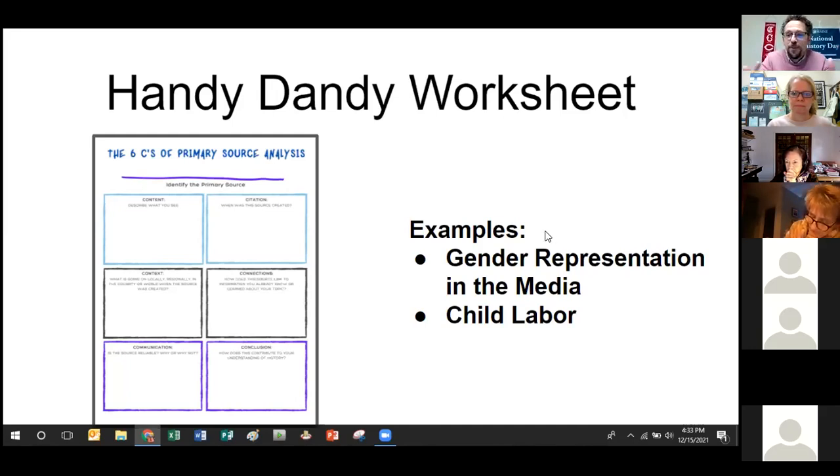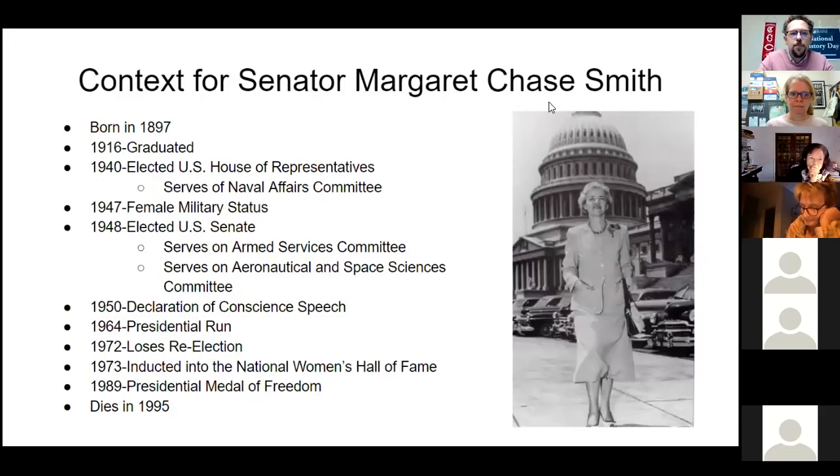But speaking of giving out some examples and doing a little bit of exercises, I'm going to give a couple. We're going to give a couple of examples from our own institutions, and I'll start. We're going to talk a little bit about gender representation in the media, and then we'll talk about child labor and some of the sources that are connected to that. So let me see if I can make that move.